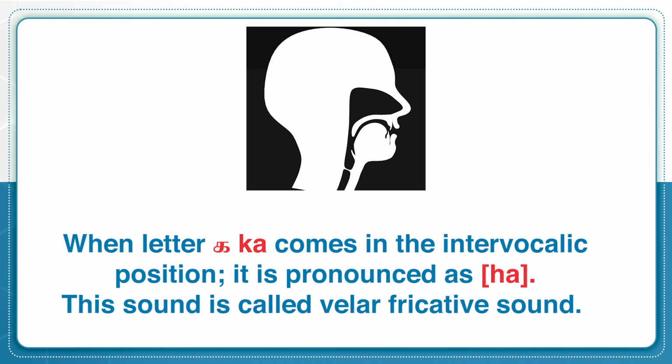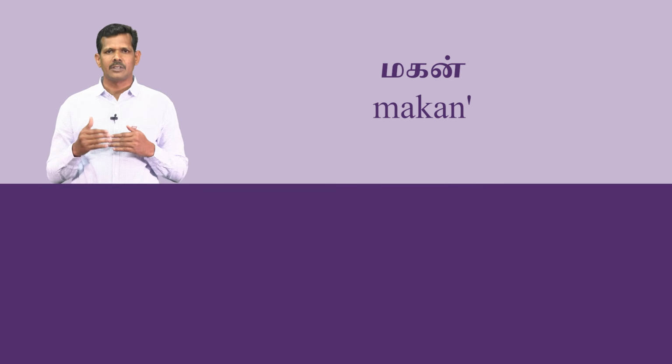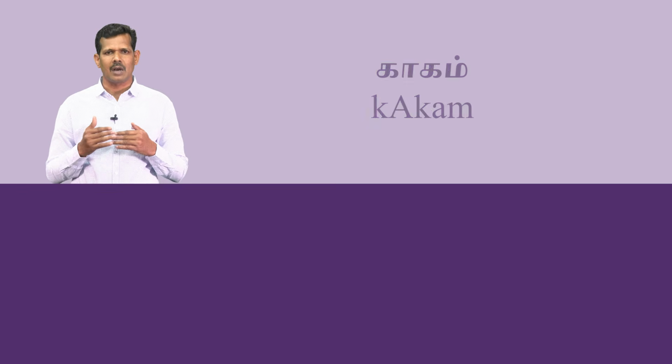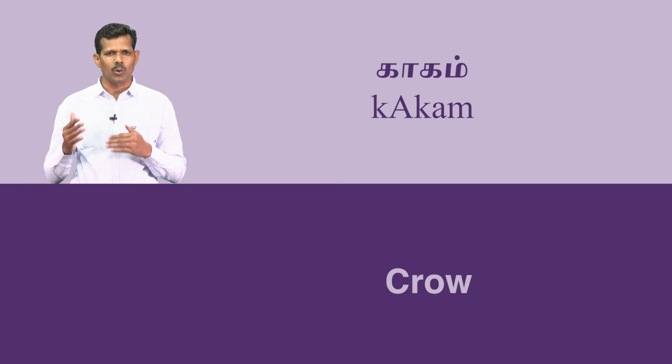When letter ka comes in intervocalic position, it is pronounced as ha. This sound is called velar fricative sound. To pronounce the sound, the back of the tongue is raised towards the soft palate and the air is forced through the narrow gap. For examples, mahan, which means sun, kaham means crow.